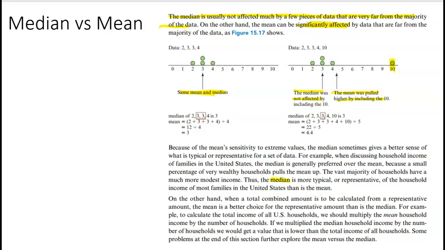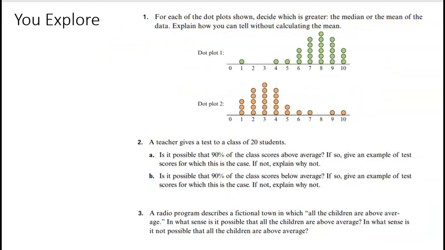But on the other hand, the mean is a better choice when a total amount is to be calculated from the representative amount. So if we were to talk about the total incomes, we should multiply the mean household income by the number of houses. If we multiplied the median number by the number of houses, we would get a value that is lower. So for some problems, we may want to use the mean. Go ahead and complete this exploration. Press play when you are done.